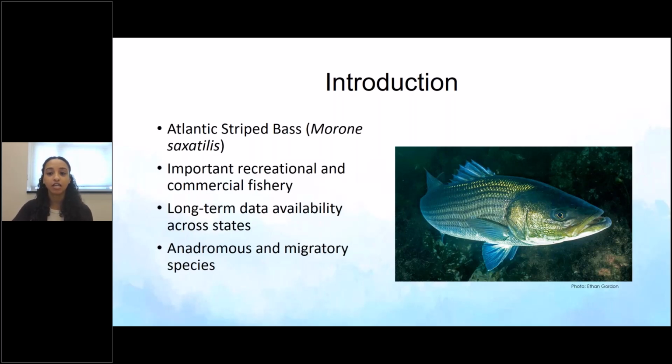Many states along the Atlantic coast closely monitor and regulate striped bass in state waters, and therefore a lot of data is available for this species in order to develop new statistical methods. They're also highly migratory and exhibit natal homing strategies. That means they return to their spawning areas in the rivers every winter to spawn.